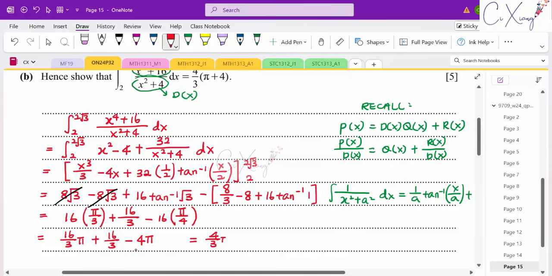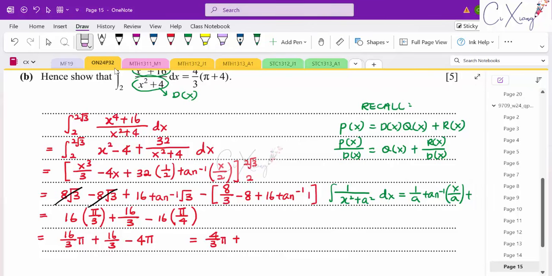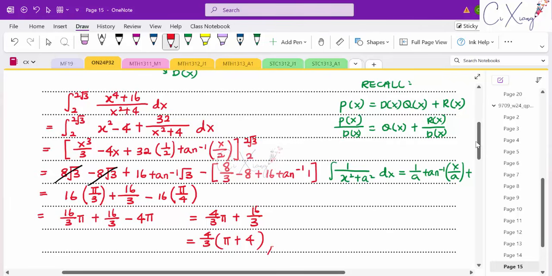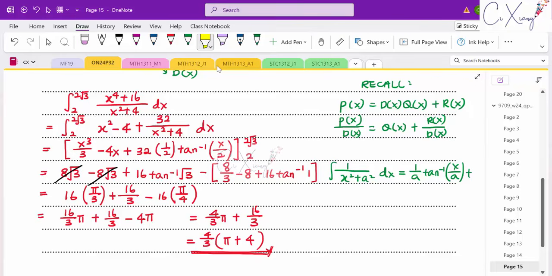plus 16 over 3. Then again, I have to refer to the answer that they want us to show. Okay, so they want us to prove that I will get this one. So very obvious, I think we have to factorize out the 4/3 and we'll get pi plus 4. So basically, this is how we get the answer that they want us to prove. Alright, so this is how we solve question number 9.